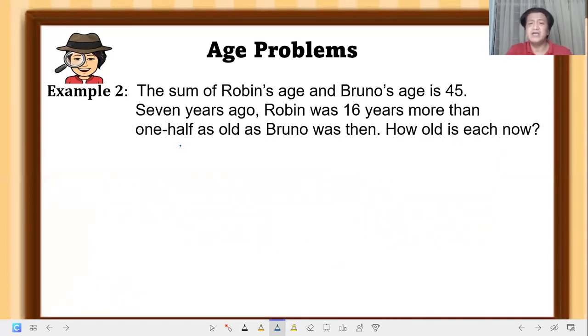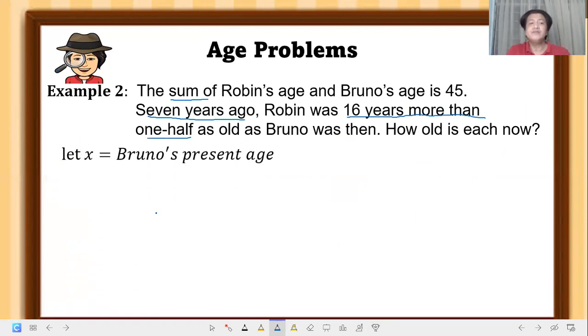The sum of Robin's age and Bruno's age is 45. 7 years ago, Robin was 16 years more than 1/2 as old as Bruno was then. How old is each now? Okay, we are going to analyze the word sum refers to addition. And 7 years ago, the word ago refers to subtraction. Okay, 16 years more than. Diba? Ibig sabihin yan, addition po yan. And 1/2. When we say half is multiplication. Okay? Ibig sabihin niyan, let x is equal to Bruno's present age.